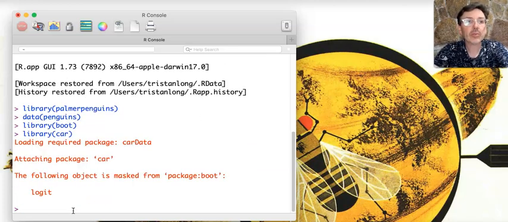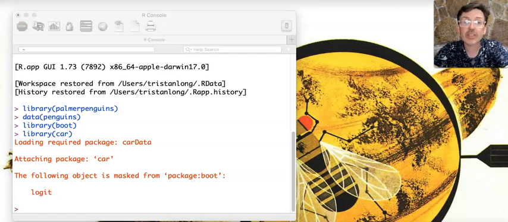Now, the data we're going to be focusing on today, and in this case, don't worry because we're not going to be using the logit function. This means there's just 2 packages here that both have a function called logit, so you don't have to worry about that.